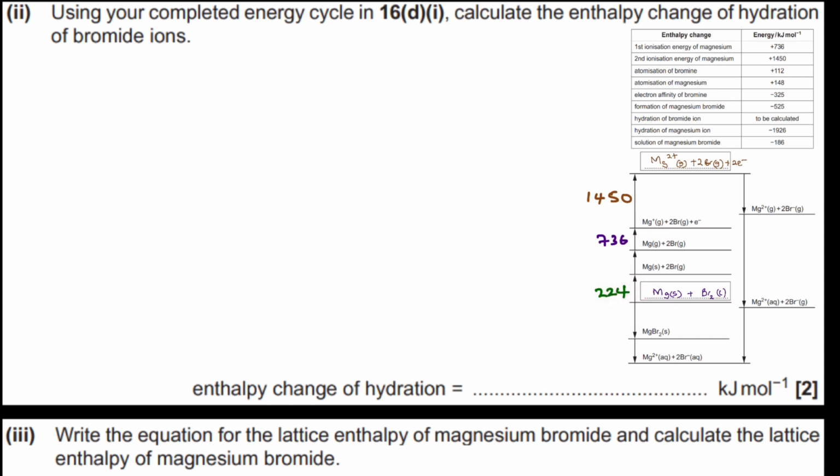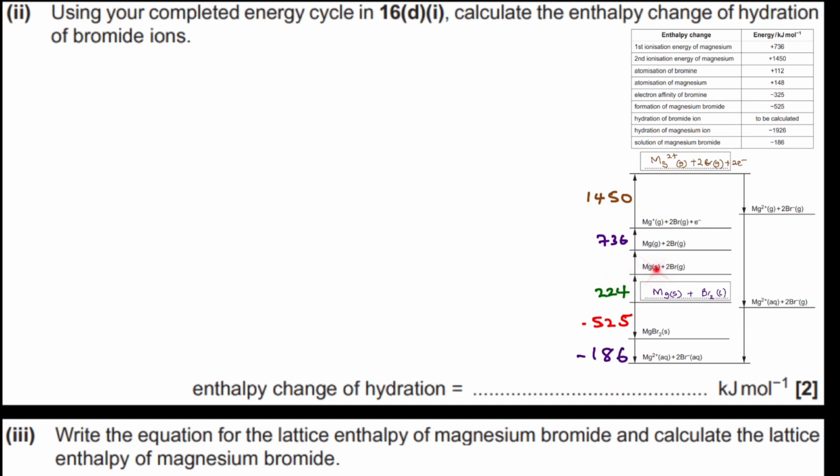The one going down here is the formation of magnesium bromide, and the formation of magnesium bromide will be minus 525. I put minus there because this is 0 here, so it's going down. So we've got magnesium bromide, which is solid, and we're turning it into aqueous, so we're adding water. So we're making a solution of magnesium bromide. So that would be minus 186.